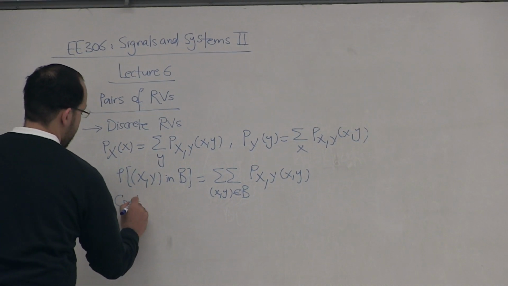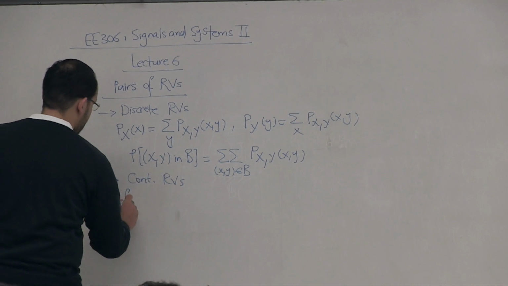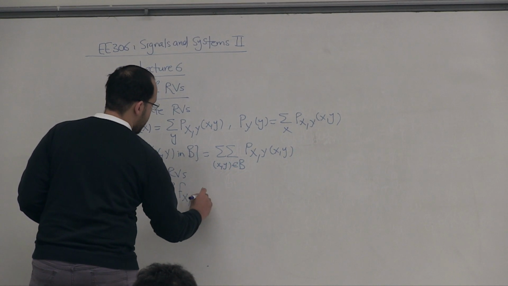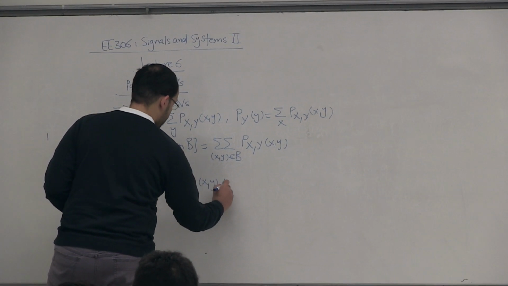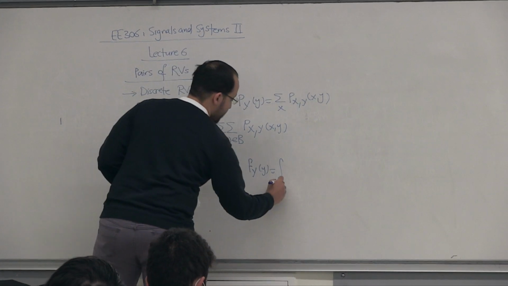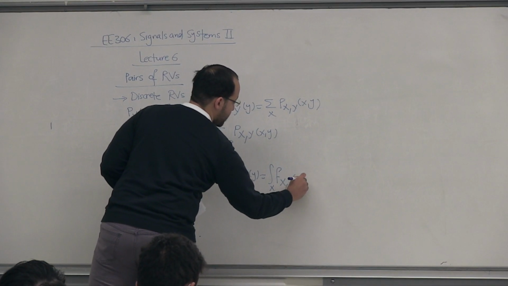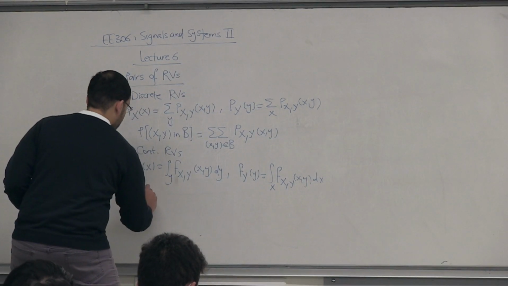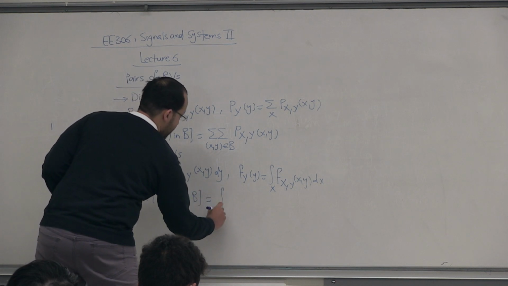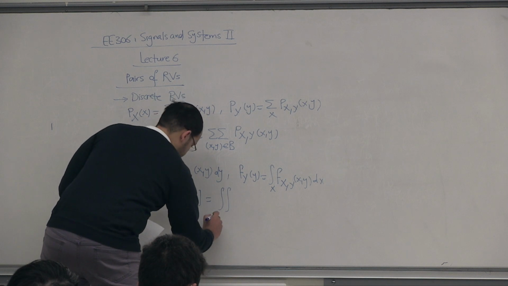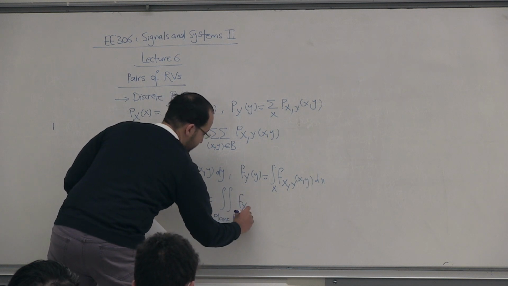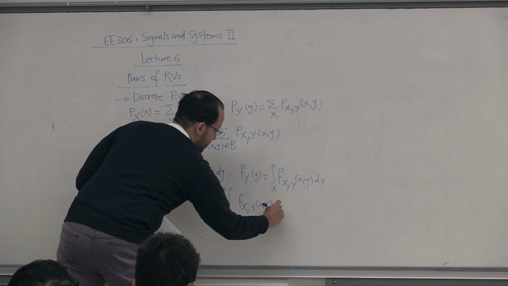The same for continuous random variables, but instead of the summations, we do integrations. And instead of the PMFs, we do PDFs. Integration over x, fxy of x and y dx, and the probability that the pair x and y is in some plane B is the double integral over a plane B, fxy, x and y dx, dy.